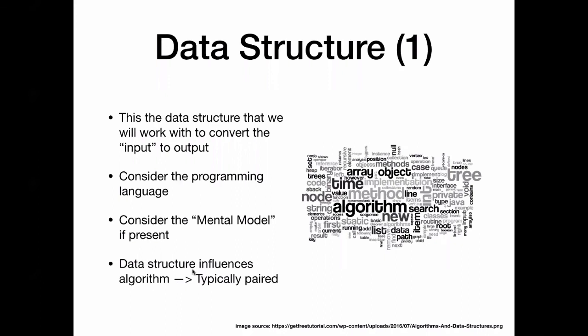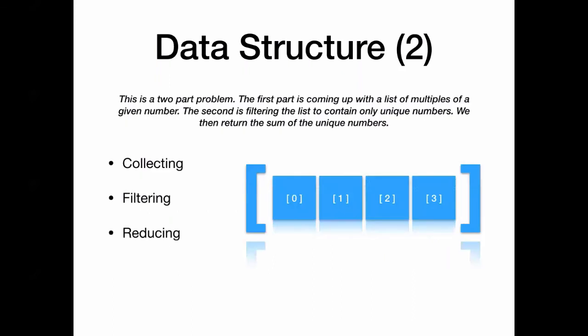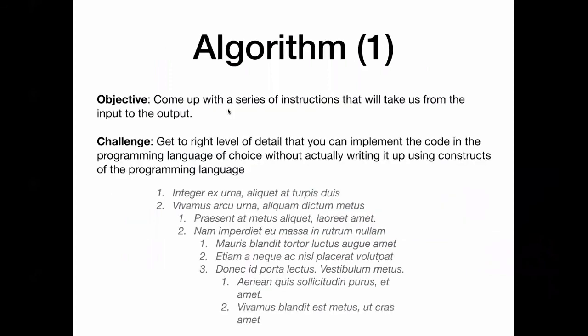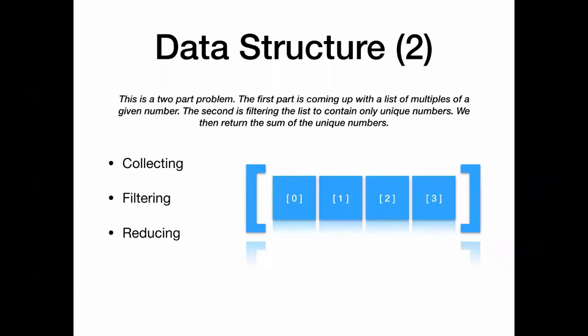And typically it's just a quick step, data structure. So going to our problem, we'll follow the first mental model that we had. This is a two-part problem. The first part is coming up with a list of multiples given a number.